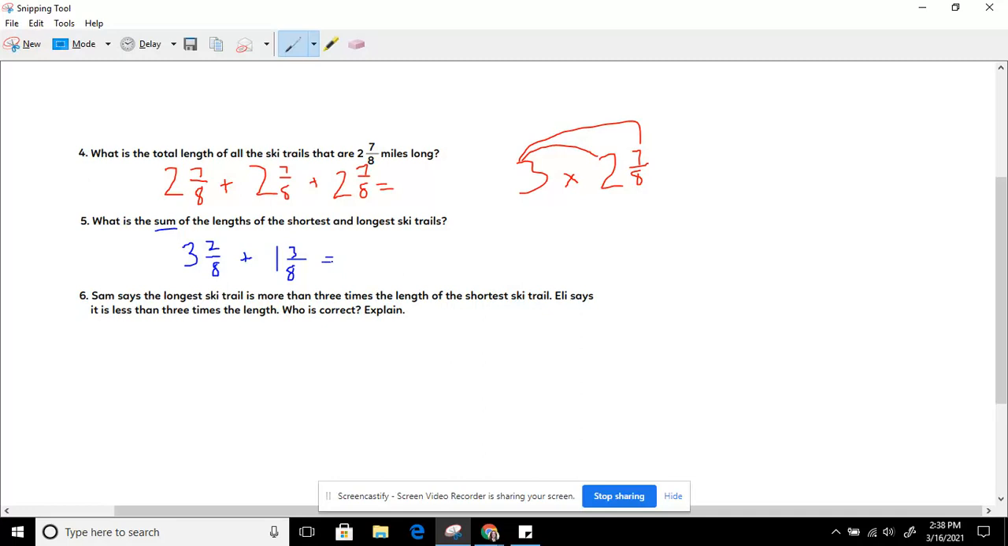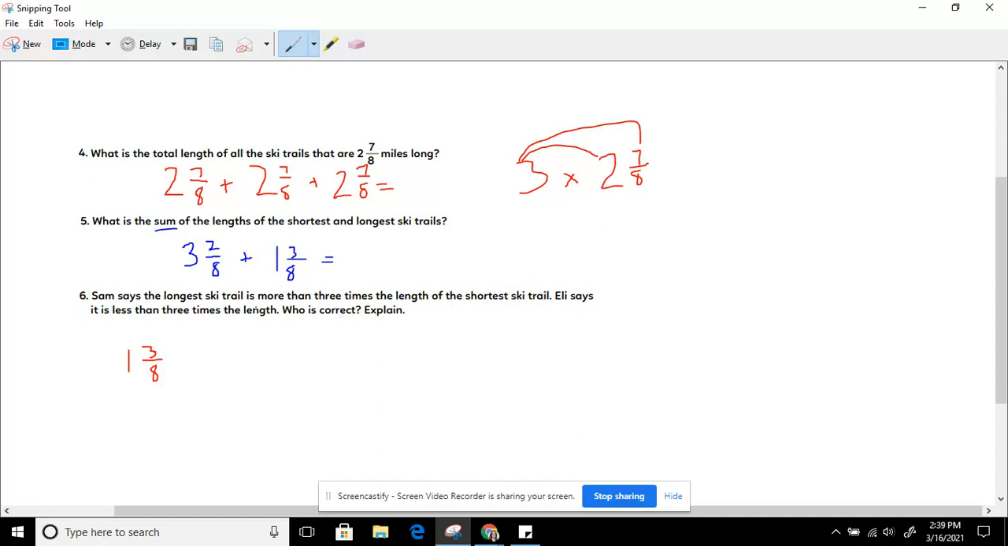And then number 6, Sam says the longest ski trail is more than 3 times the length of the shortest ski trail. Eli says it's less than 3 times the length. Who is correct? So this one's a little tricky. This one you're going to have to do a couple steps here. You need to look at the shortest ski trail. We know the shortest ski trail is 1 3/8, okay?